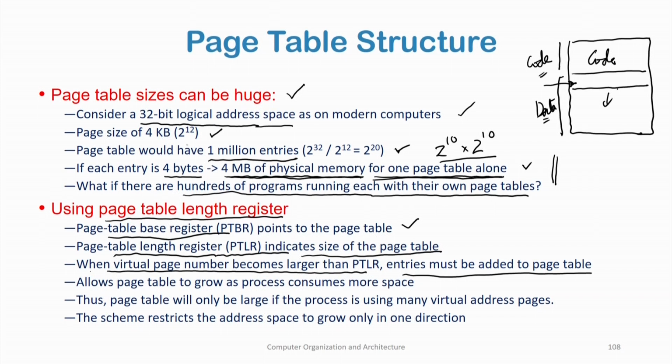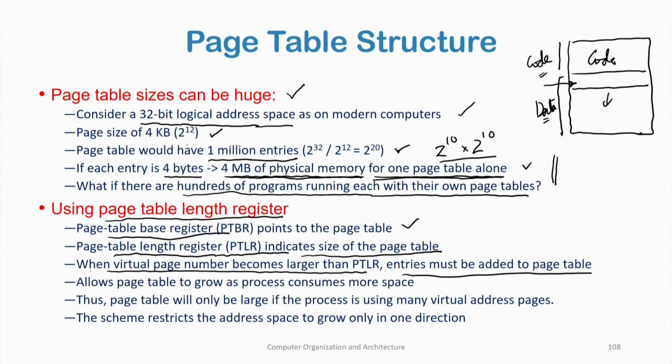Now, as more and more data is allocated and more and more functions are called, the data portion of the virtual address space of the process is going to increase. So, the number of virtual pages required by the program is going to increase, and therefore more entries need to be added to the page table of the process, and the value of the PTLR has to be also increased.